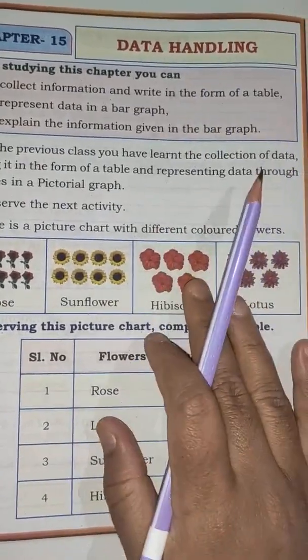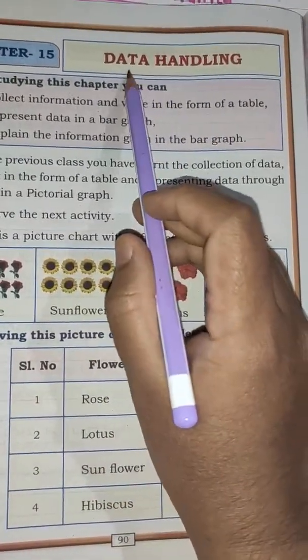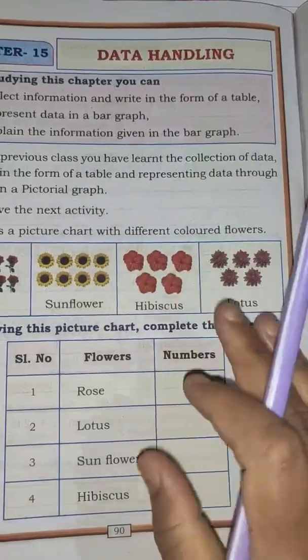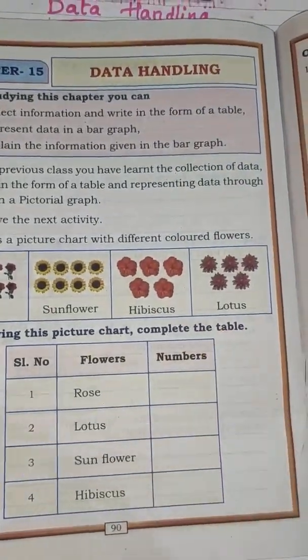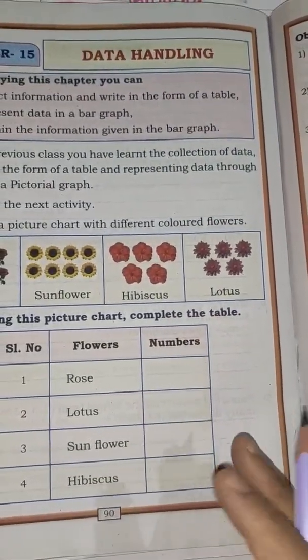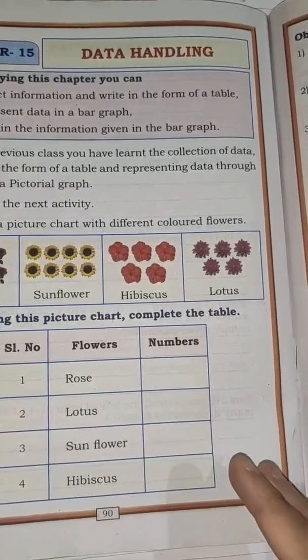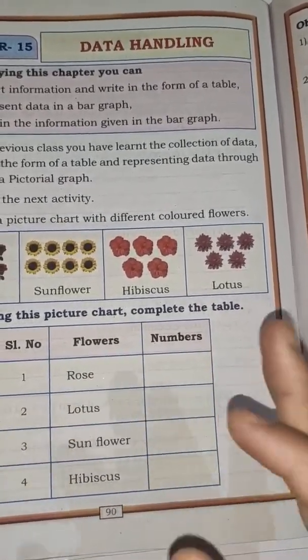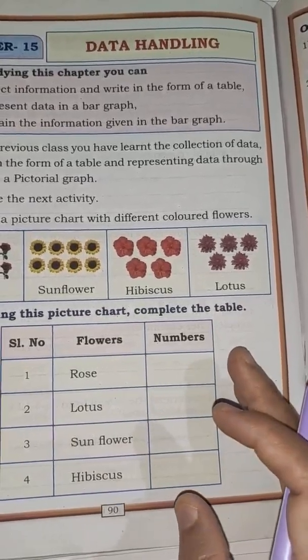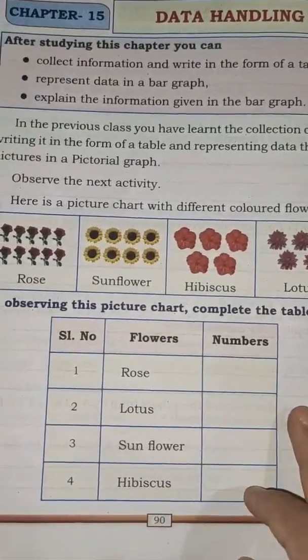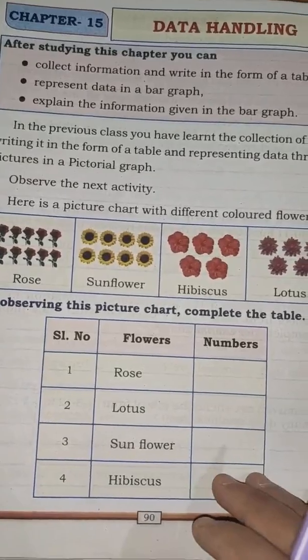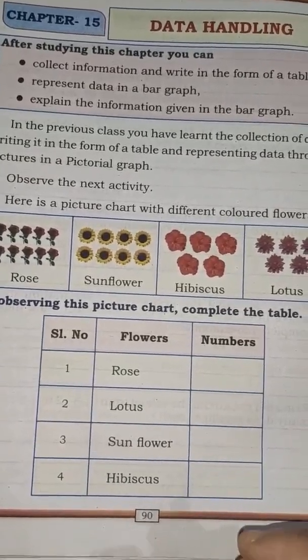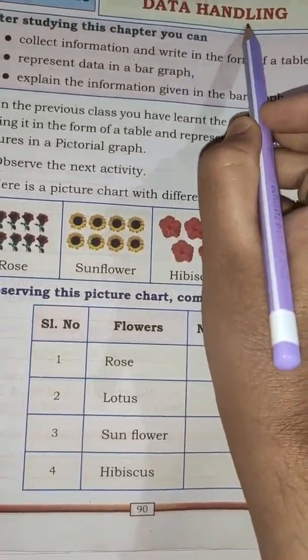Okay, so children, first let us know what is the meaning of data handling. Data handling is nothing but it refers to the process of gathering, recording and presenting information in a way that is helpful to others in the form of graphs or charts, etc. So the collection and representation of data is called data handling.